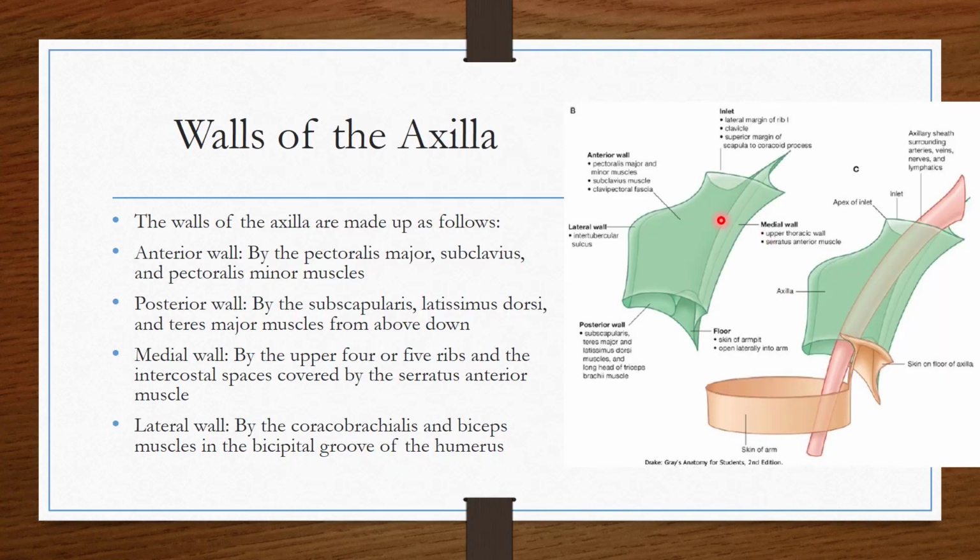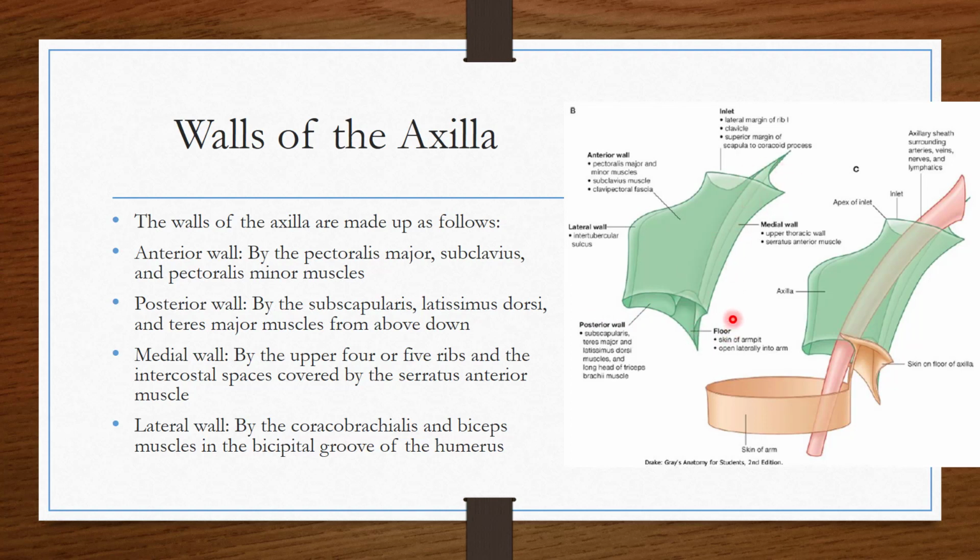Now we will discuss the walls of the axilla one by one. First of all, I have told earlier also the anterior wall of the axilla. It is formed by the pectoralis major muscle, pectoralis minor muscle and the subclavius muscle. Remember, three muscles for the anterior wall of the axilla. Then the posterior wall of the axilla is formed by three muscles: the subscapularis muscle, latissimus dorsi and teres major muscle from above downwards.